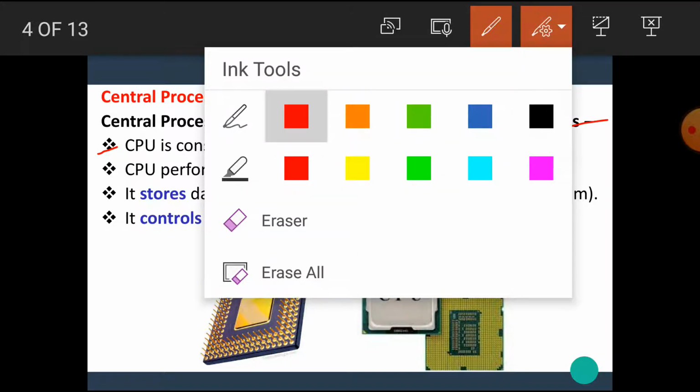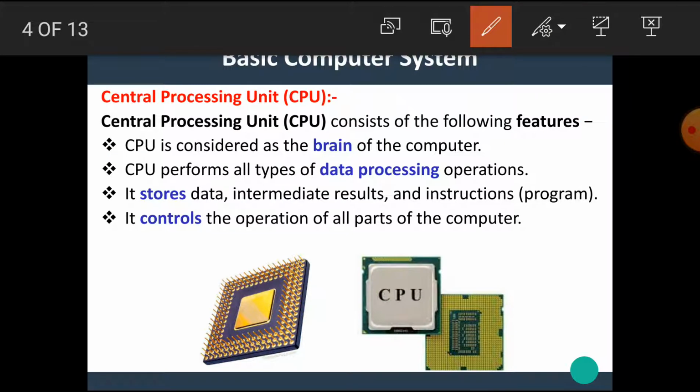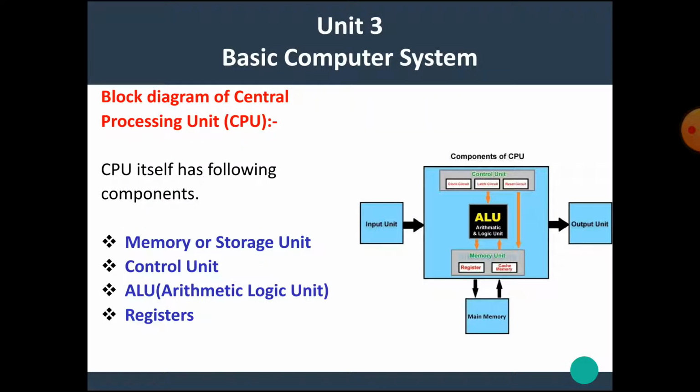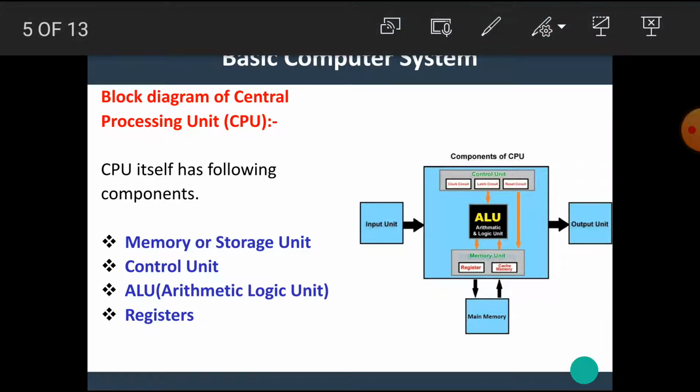CPU performs all types of data processing operations. It stores data, intermediate results, and instructions, that is, programs. It controls the operation of all parts of the computer. These are the simple features of the central processing unit. Now, let's see the general block diagram of the central processing unit or CPU.